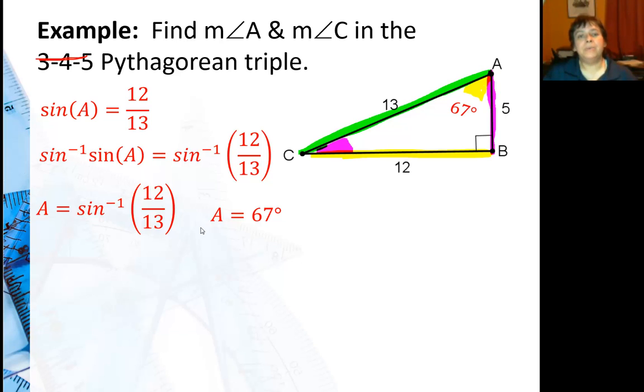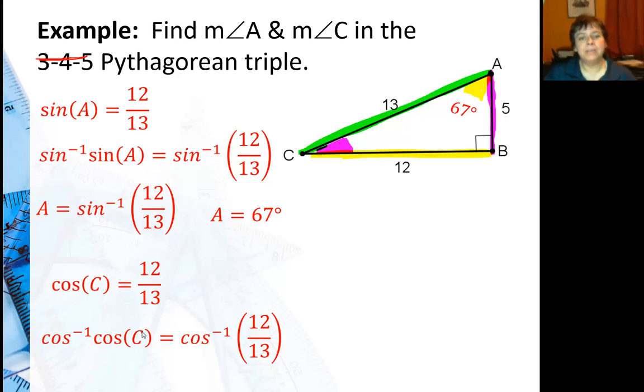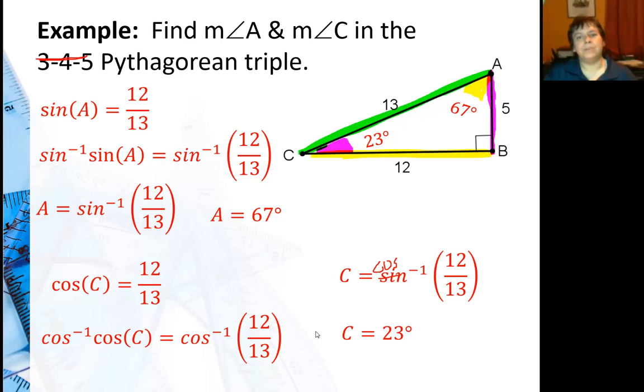Now I'm going to go ahead and do angle C. And angle C, let's use cosine for the fun of it. Well, since I'm doing cosine, 12 is actually the adjacent. So cosine of C is 12 over 13. So I'll take the inverse of both sides, and I get C is inverse cosine of 12 over 13. I assure you this is the right number. It is 23 degrees. All right? So that's how you find angles using inverse operations.